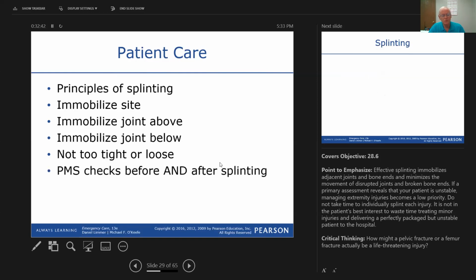You need to do pulse, motor, and sensation, or CMS, circulatory, motor, and sensation checks before and after splinting, and actually before and after every procedure that you do, okay? You're going to put a bandage on: PMS check, put the bandage on, check it again. Same thing if you're putting a collar on somebody for a neck injury. PMS checks all four extremities, collar on, maybe some other immobilization things, and then you check them again. Make sure nothing's been interfered with.